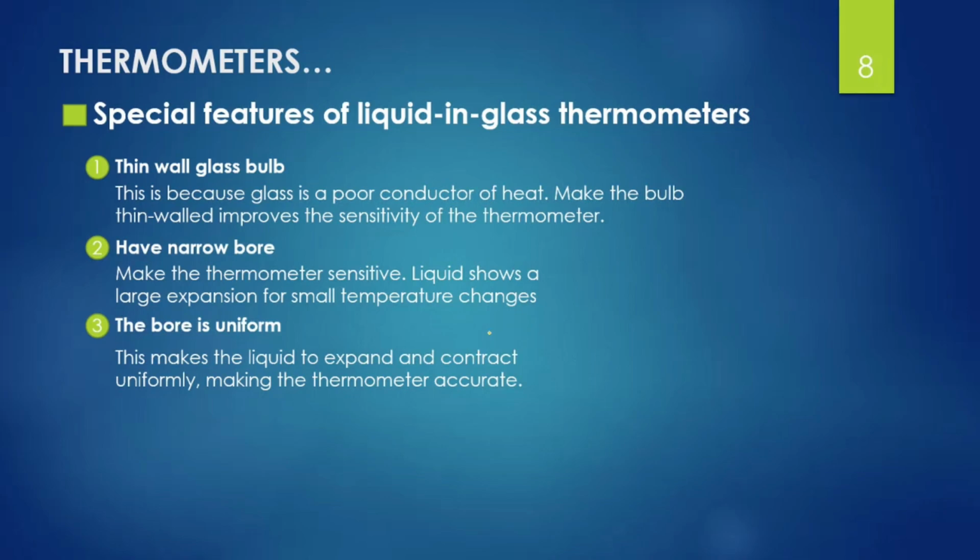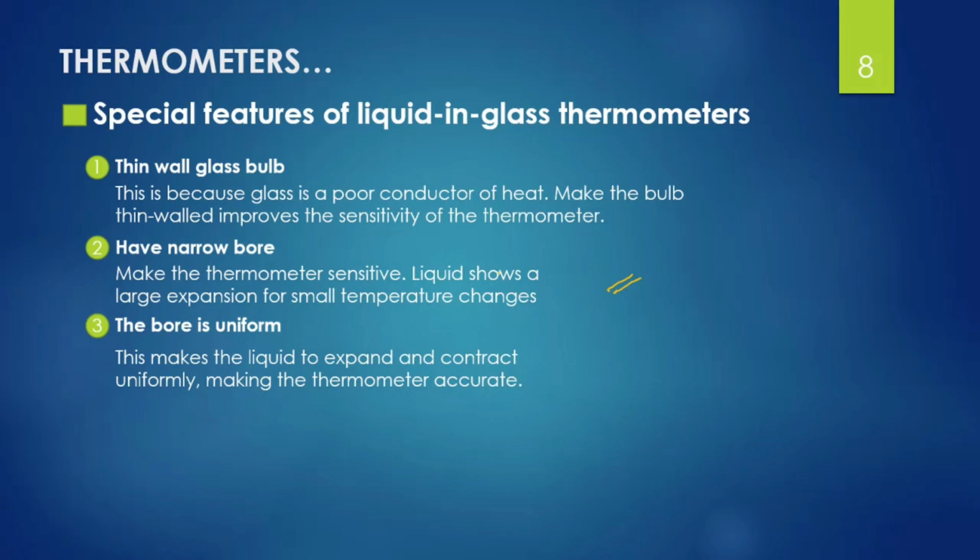Some special features that we have in a liquid in glass thermometer are thin glass walls. Okay, if we look at a liquid in glass thermometer, the walls of the glass are thin. This is because glass is a poor conductor of heat, and so to make the thermometer sensitive, we have to make the walls very thin so that heat can quickly penetrate.